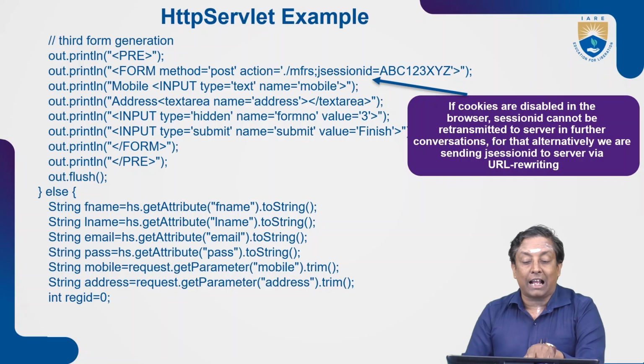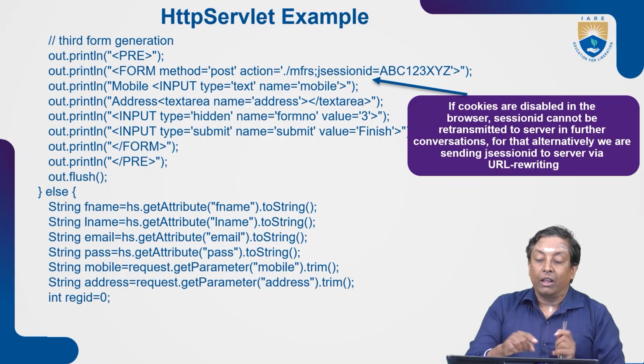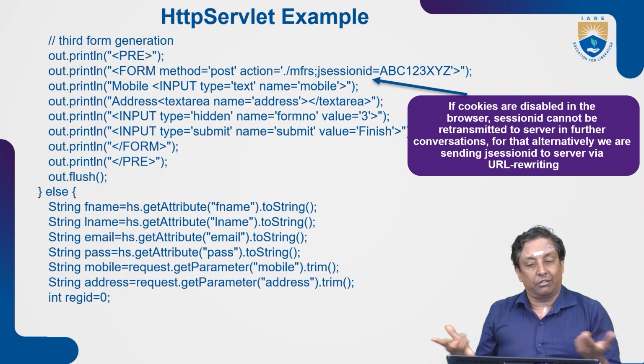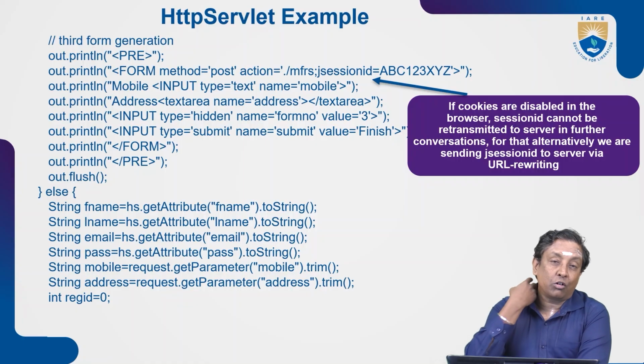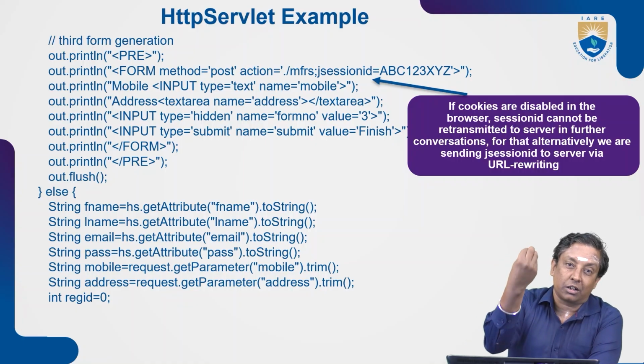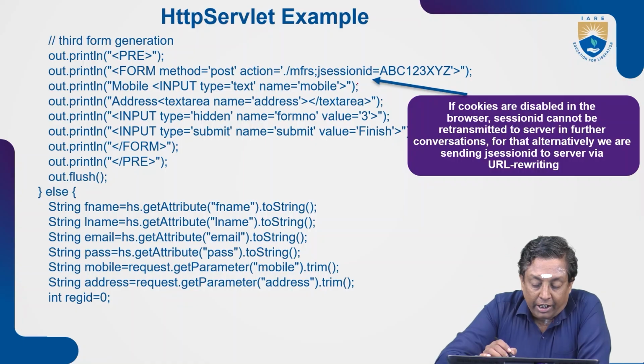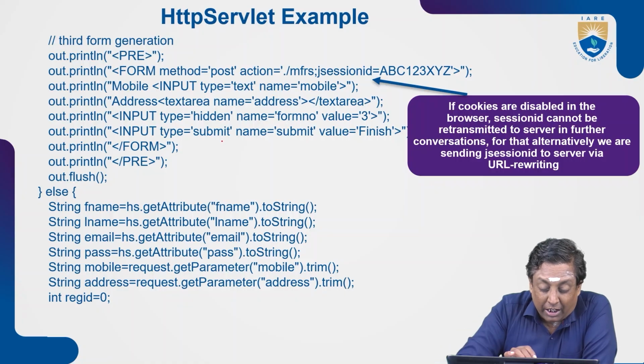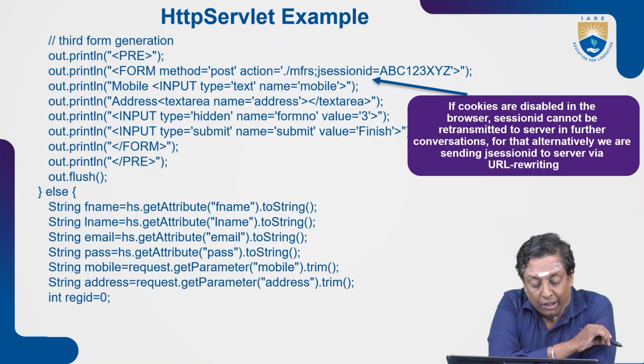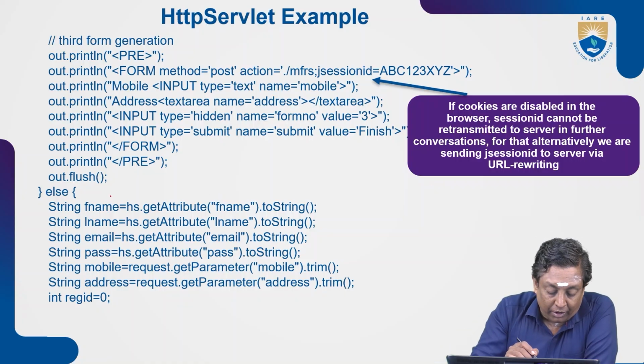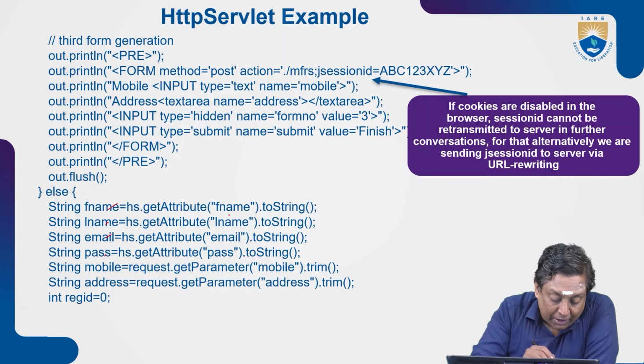In the HTML form, this action path exists as ./mfrs. At the end, jsessionid equals the session ID, so the server will recognize it. Though cookies are disabled on the browser, session management is guaranteed. Again, mobile number and address will come during the second form request processing. When the third form request comes, we are retrieving first name, last name, email, password from the HTTP session object, and from request.getParameter, we are retrieving mobile number and address.